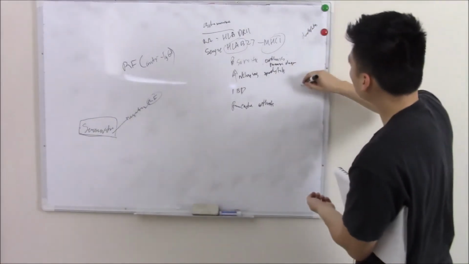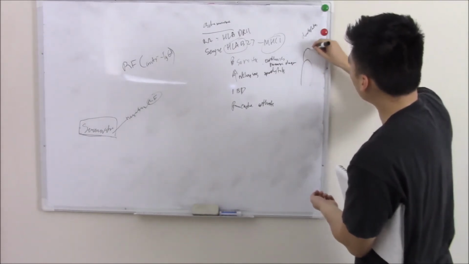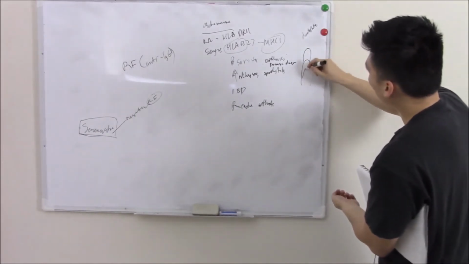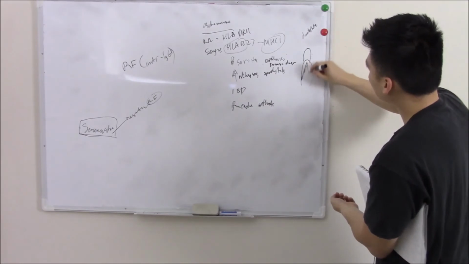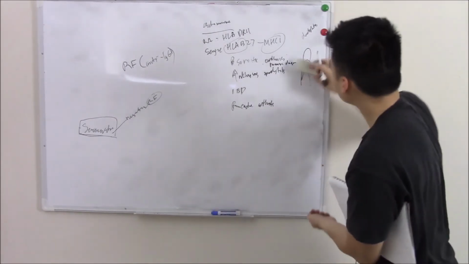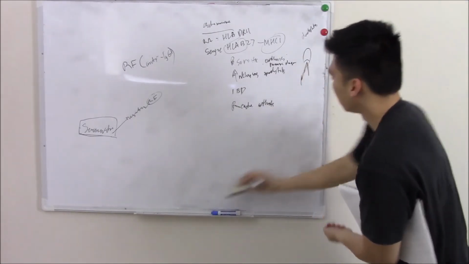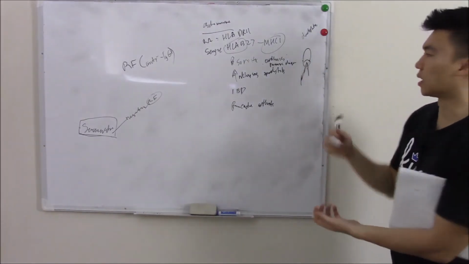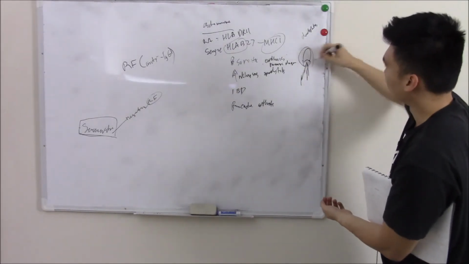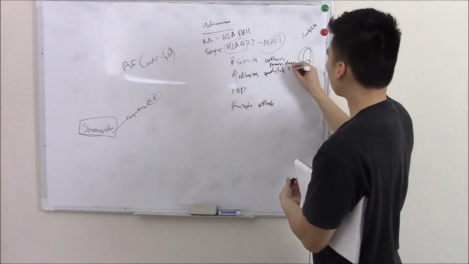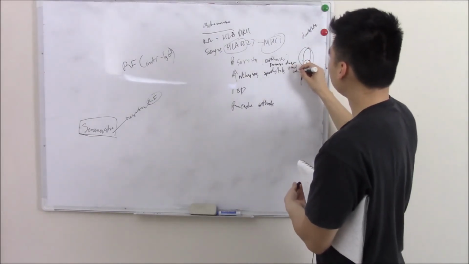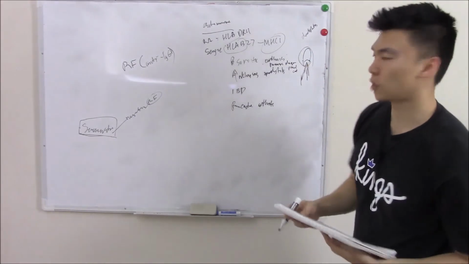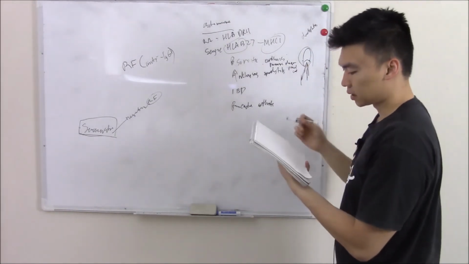And also the bone can wear down. So if this is the joint, this bone will wear down and eventually look like this. They also call that pencil in a cup. It kind of looks like a pencil in a cup. That is psoriatic arthritis. Now, ankylosing spondylitis.